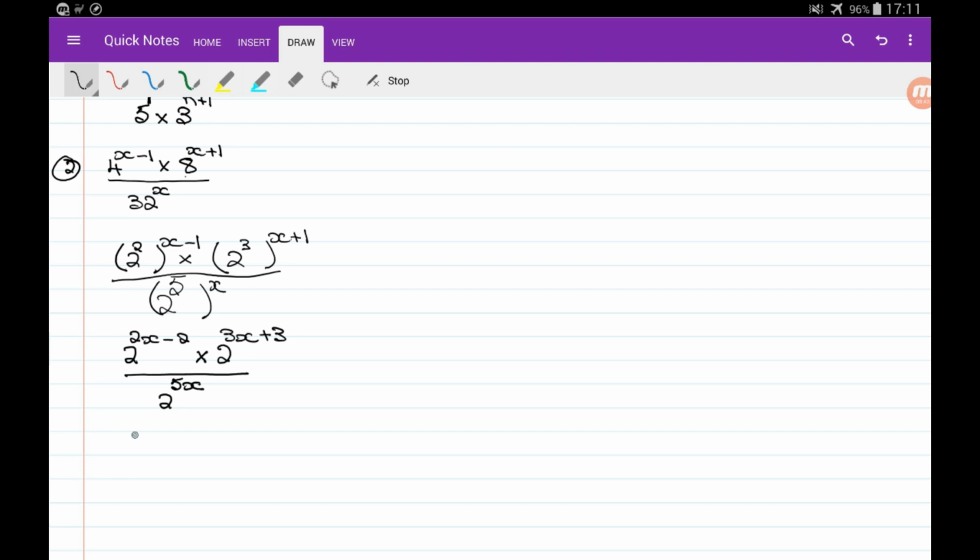My bases are now all the same, so let's do it in 2 steps. When I multiply like bases, I'm going to add those powers. So I get 2 to the power of 5x plus 1 divided by 2 to the power of 5x. When I divide like bases, I subtract my powers and I land up with 2 to the power of 1.